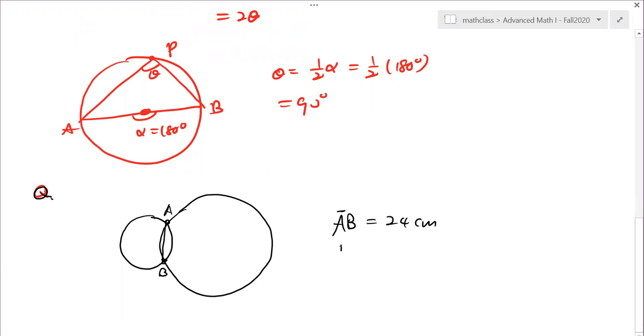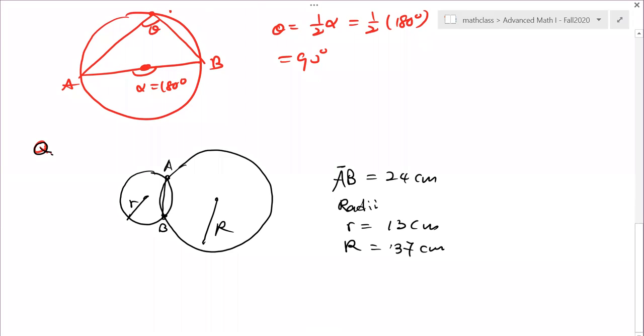I also know that the radius r is going to be 13 centimeters. The longer one, R, is going to be 37 centimeters. So I want to find the distance between the two centers.